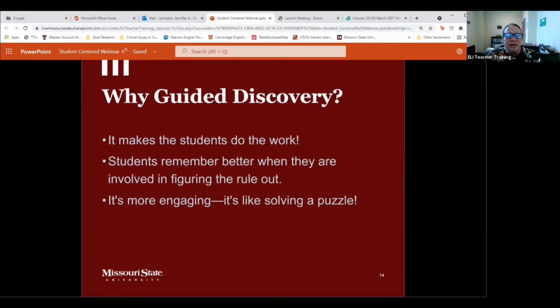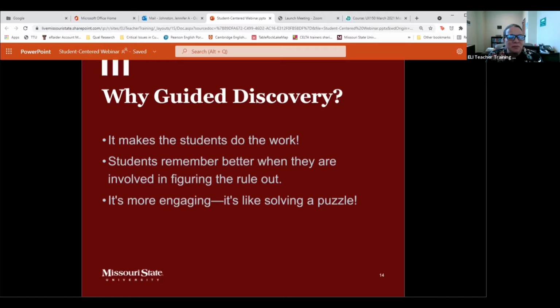So why can guided discovery be useful? The first one is it makes the students do the work. If you take just a couple of minutes to set up that task, then the students are actually doing the work of figuring out the grammar rule themselves. And so this actually helps students remember better when they're involved in figuring the rule out.